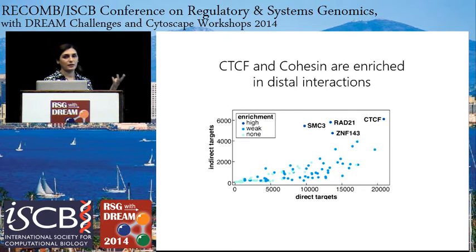SMC3 and RAD21, basically components of the cohesin complex, and CTCF and ZNF143, which is a transcription activator, are enriched in distal targets. That means where we have the transcription factor at a distal site, it is connecting to a promoter in our interacting site. So again, a confirmation of the role of these 4 factors in maintaining long distance interactions.